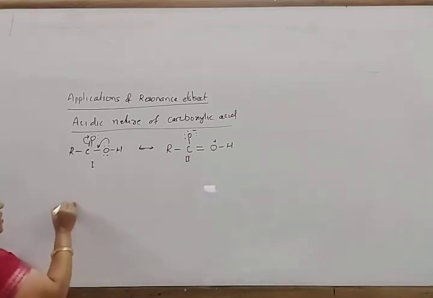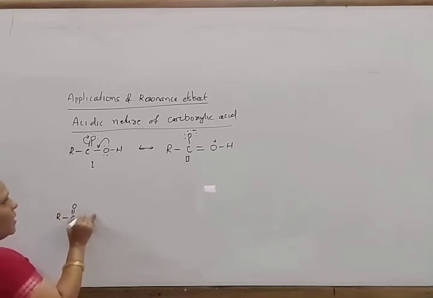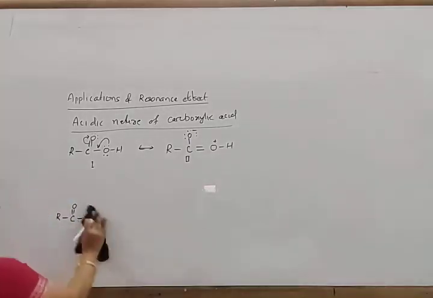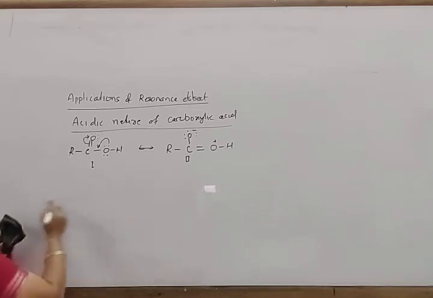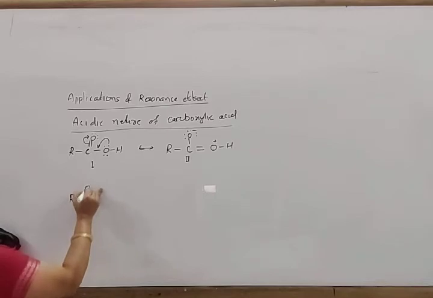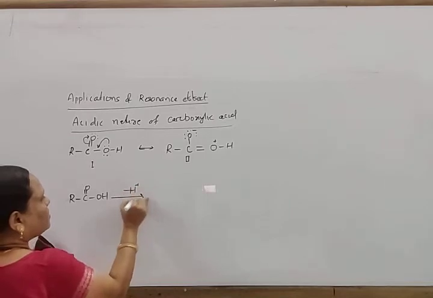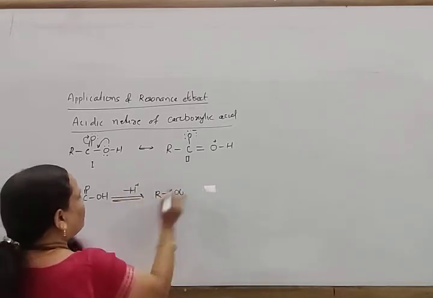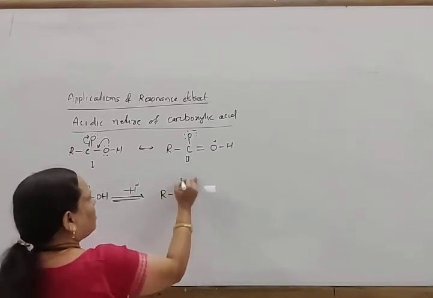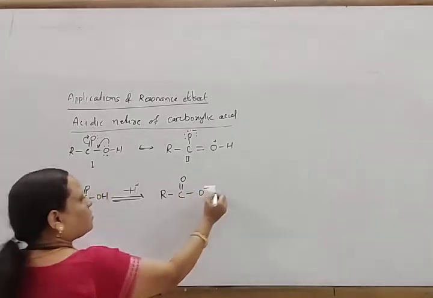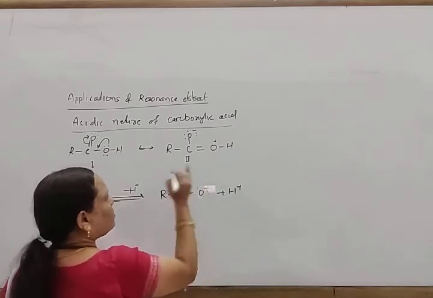Okay, another way we can also explain it. Look here: R, C, double bond O, and here OH. So this carboxylic acid, after giving an H plus ion, forms RCOO minus. R, C, double bond O and O minus, plus H plus. So H plus means here 3 electrons and here 2 electrons.